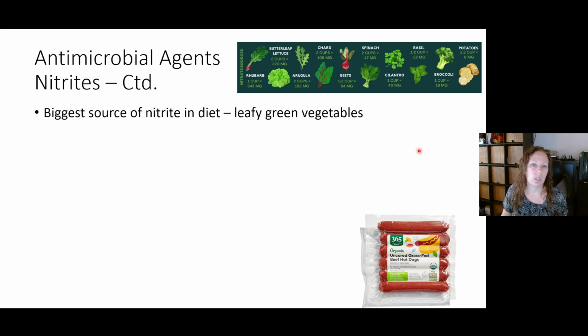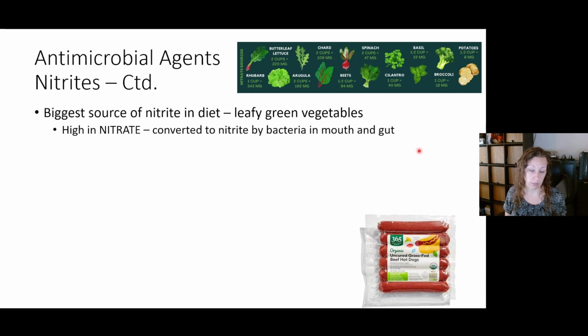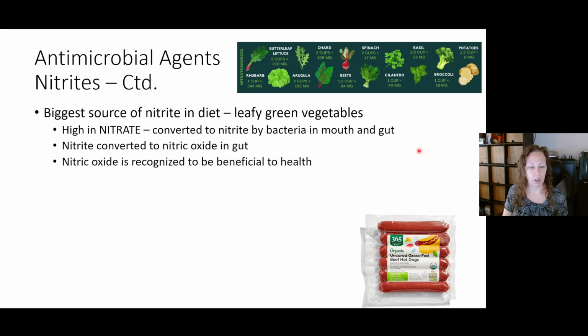These vegetables are actually high in nitrate, not nitrite, but we have bacteria in our mouth and gut that quite easily convert nitrate to nitrite. As soon as you eat it, there's bacteria in your saliva that are converting the nitrate in your spinach to nitrite, and you're consuming it. Nitrite is then converted to nitric oxide in your gut. And nitric oxide is actually recognized to be beneficial to health.